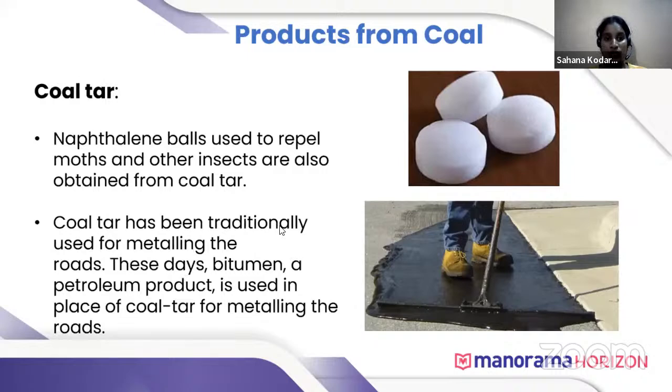As I said, coal tar has been traditionally used for metalling the roads. Now they are not using coal tar, they are using bitumen for metalling the road. This is because coal tar easily heats up and it destroys the tires. But bitumen gives a better grip to the tire. That's why bitumen is used for metalling the road.